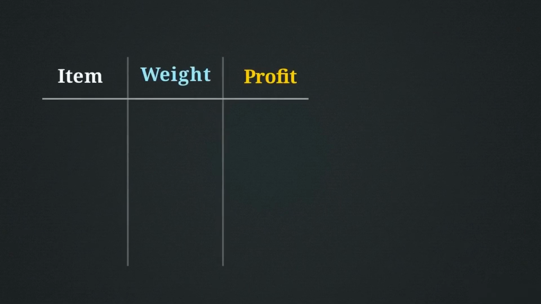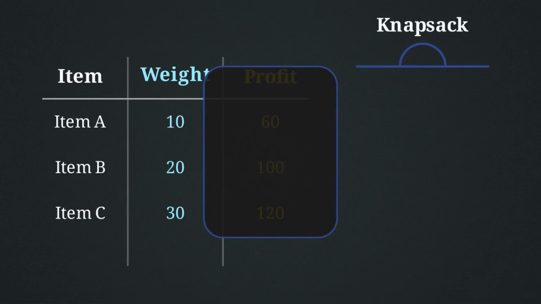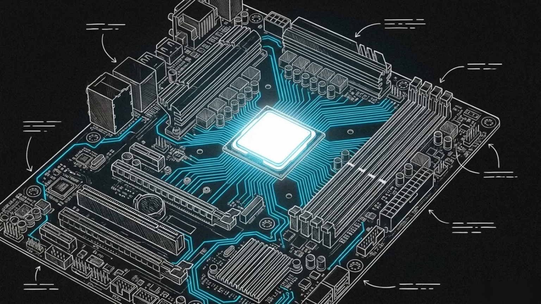This table shows our problem. Item A weighs 10, profit 60. Item B weighs 20, profit 100. Item C weighs 30, profit 120. We must pack these items into a knapsack with a strict maximum capacity of 50. Our goal now is to process this exact dataset step by step, mimicking the strict sequence of logic a computer algorithm uses to solve for the best possible result.